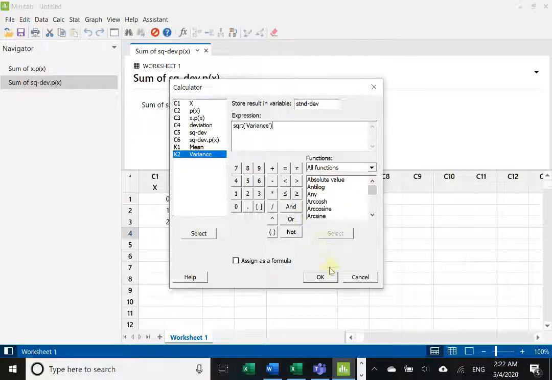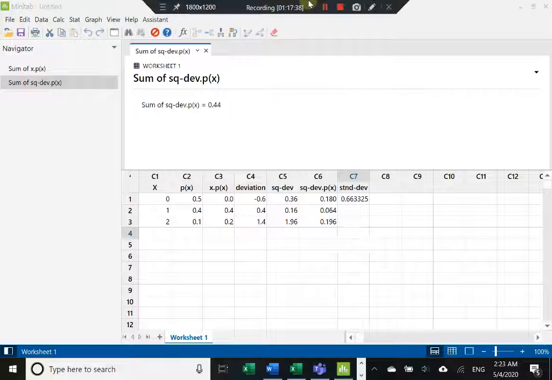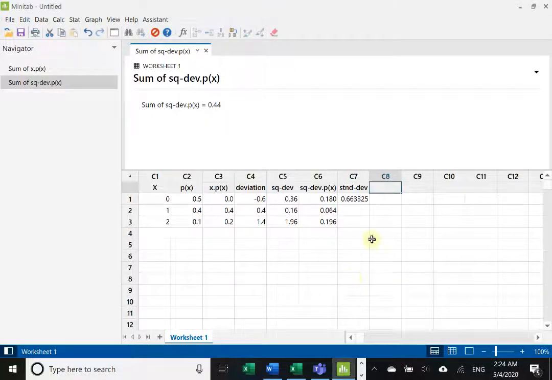Close parentheses and hit OK. Now we have our standard deviation, and there you go. You see that? The standard deviation is there. And we're going to put the variance in here and the mean in here also. Okay, so now let's put the variance and the mean in here.